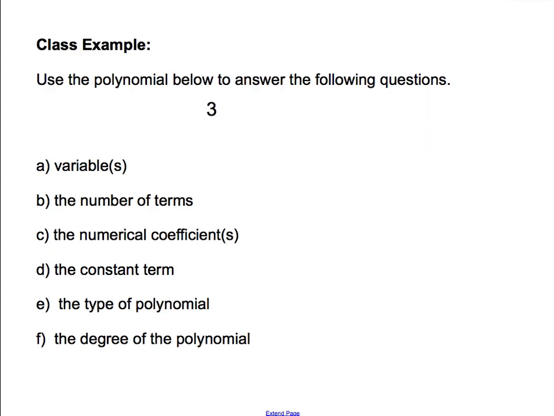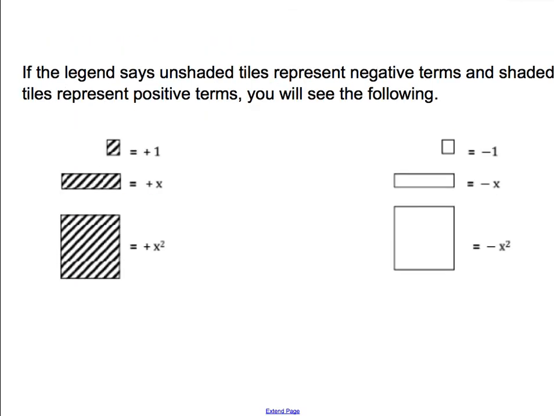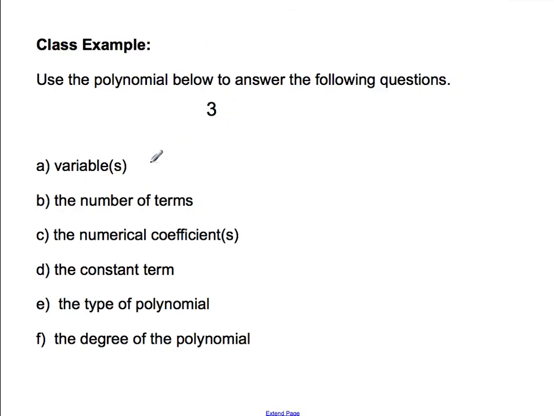Oh, this one's a tough one. We'll come back to this one. Okay, we're going to have to do this. There are no variables. The number of terms is 1. The constant term is 3. Since the number of terms is 1, it makes it a monomial. Okay, the numerical coefficients. Since we have no variables, there are none.